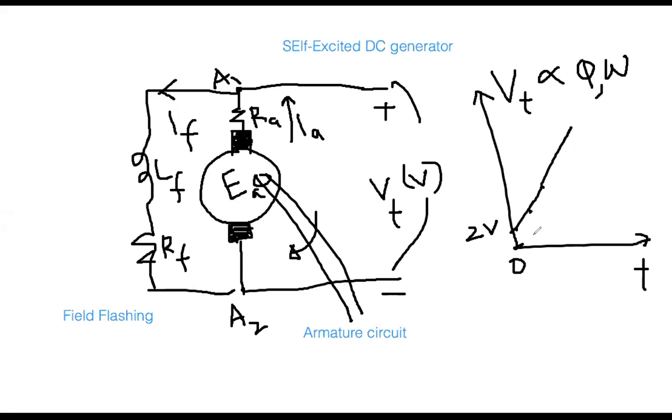And next time you notice that there is some voltage. And then, because current is continuously going, it is excited and it will build up voltage. So that phenomenon is called field flushing.